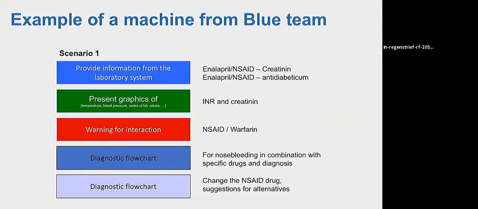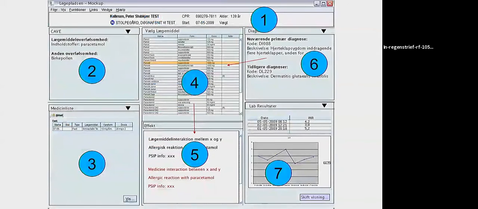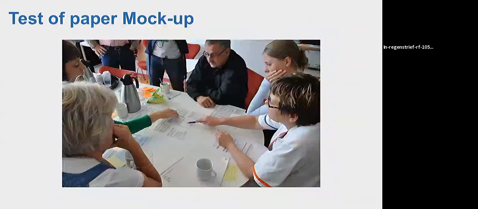So on the basis of this, we made a mock-up with these different functionalities that they had made, and this is just made in Excel. It's just a matter of designing a screen. And then we had a workshop where we presented this screen for all the users again, and we cut out the small window elements, so they could move them around and so on.